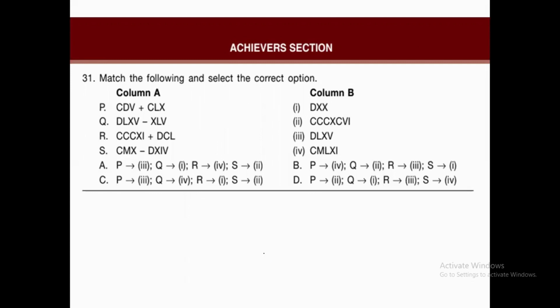Okay. Now we have our next section, that is the Achiever section. This section carries 5 questions, and each question has 2 marks. Now question number 31 is: you need to match the following and select the correct option. So let's solve the first option.